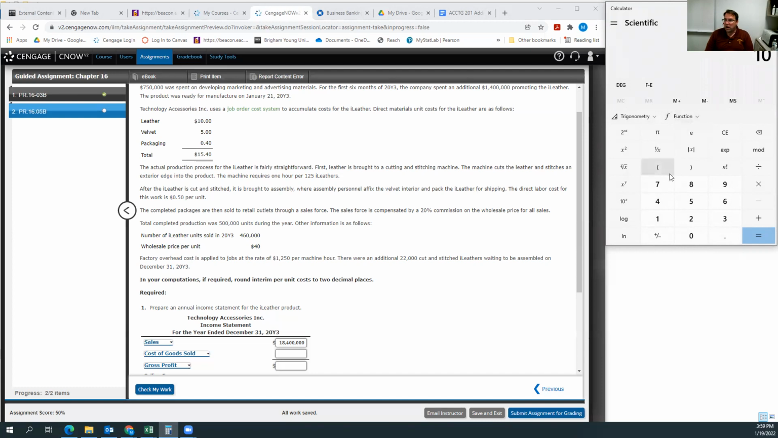Okay, so I have my direct materials. So now my cost per unit is $15.40 in direct materials, 50 cents in direct labor, and $10 in overhead. $25.90 per unit. So then I could say if I sold 460,000 units, 460,000 times $25.90 gives me a cost of goods sold of $11,914,000.